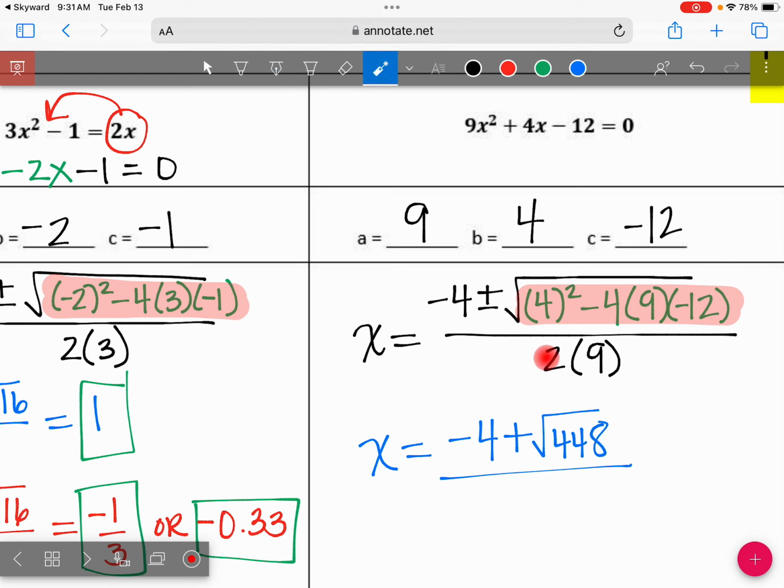And then what do you get down here? What is 2 times 9? 2 times 9 is the number that goes down here. And 2 times 9 is 18. So go ahead, type that in your calculator just like that. Fraction bar, just like that.